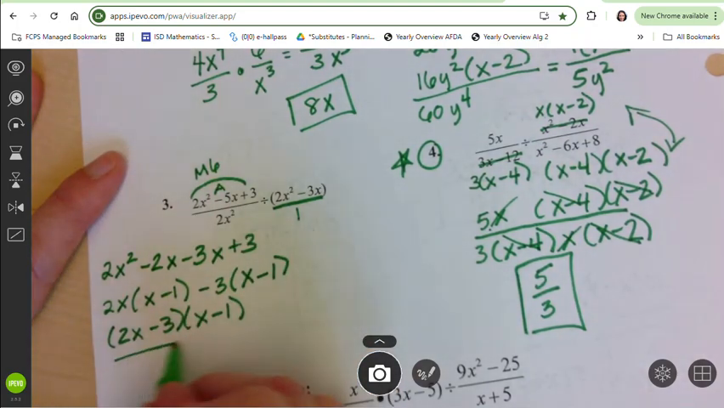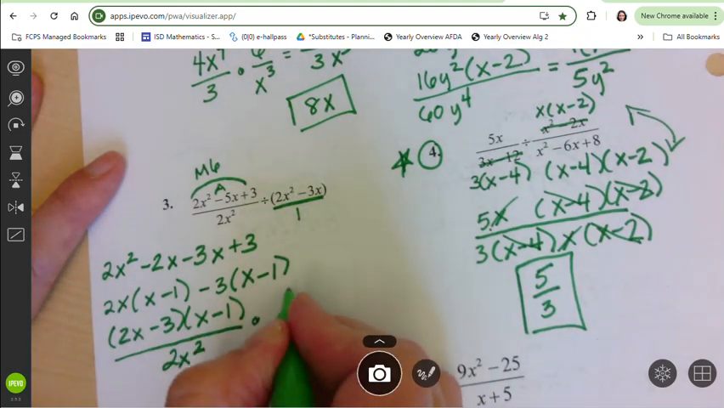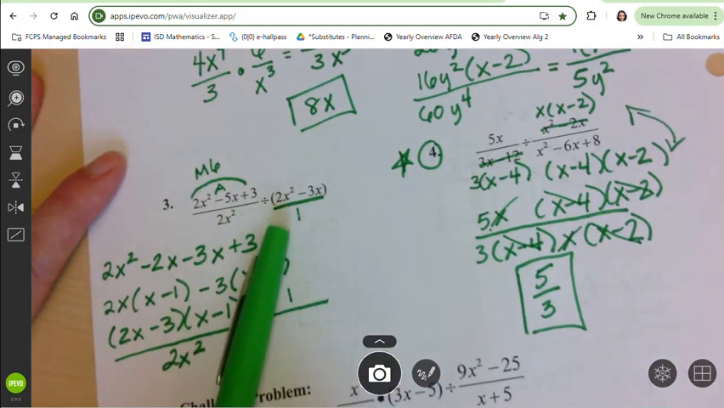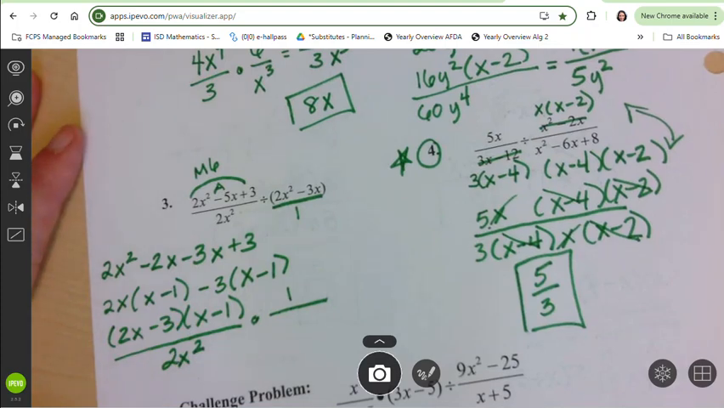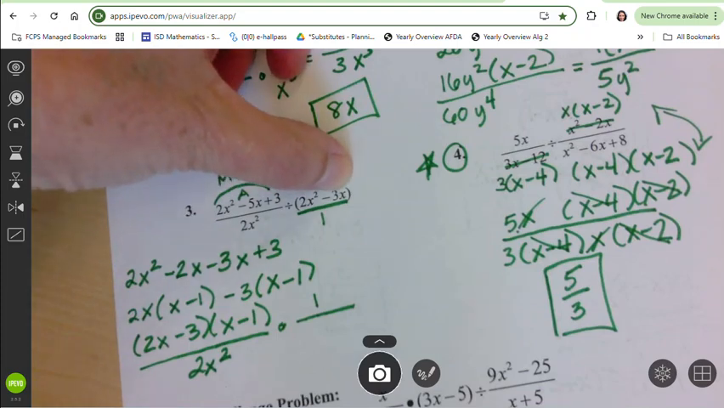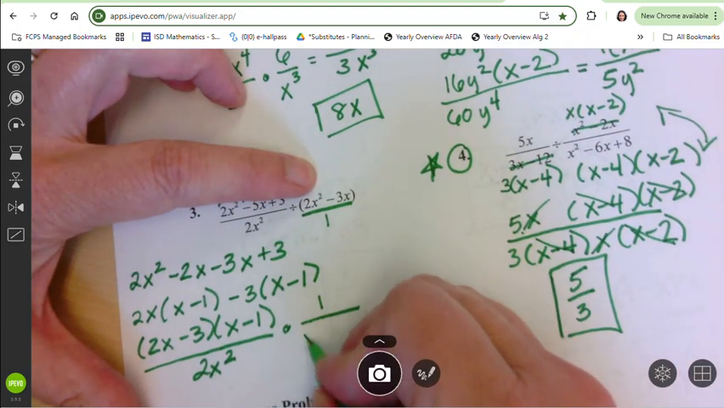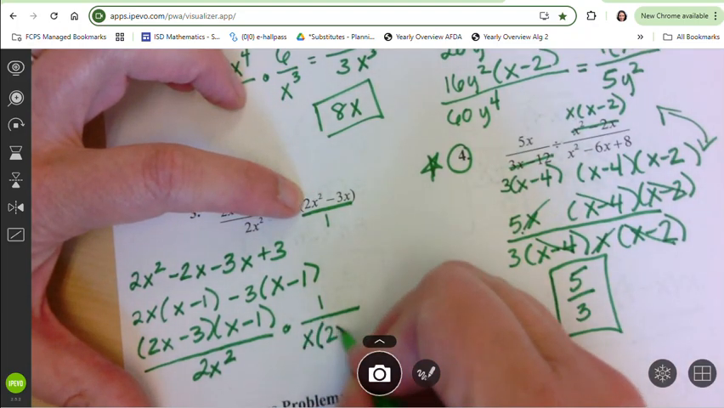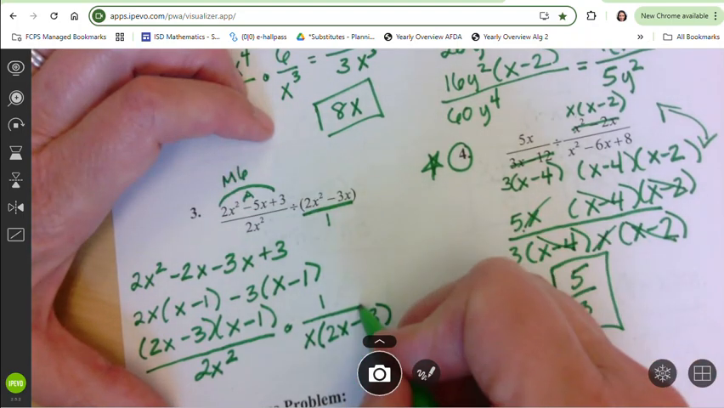I'm going to put that over the 2x squared. I'm going to change divide to multiply. And when I flip this fraction, I'm also going to factor out the common factor between 2x squared and minus 3x. It's not a number. What is it? What's the common factor between 2x squared and minus 3x? X, right. We're going to factor out x. So we'll take the x on the outside. X times 2x gets me that 2x squared. And then x times minus 3 gives me the minus 3x.